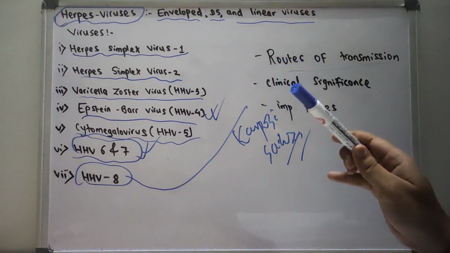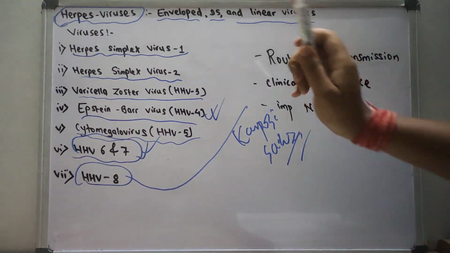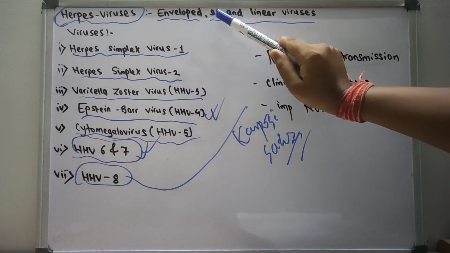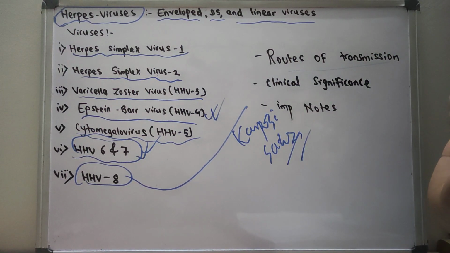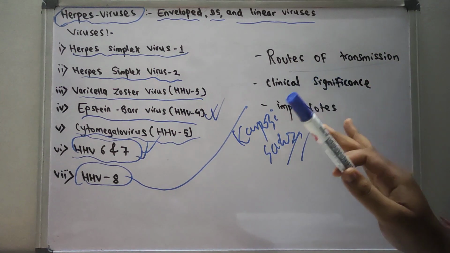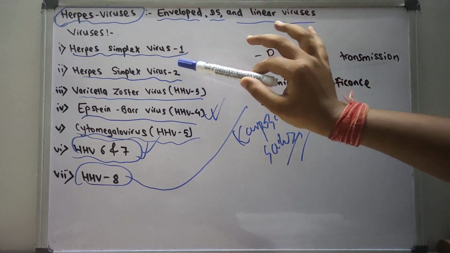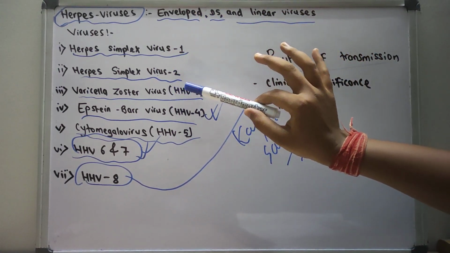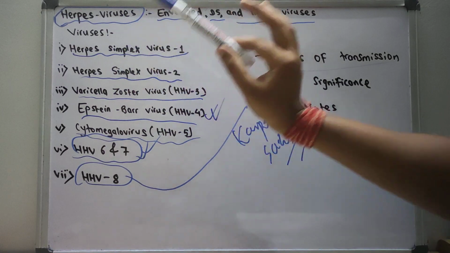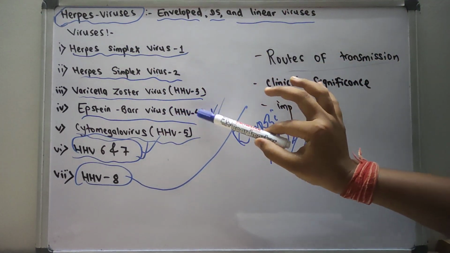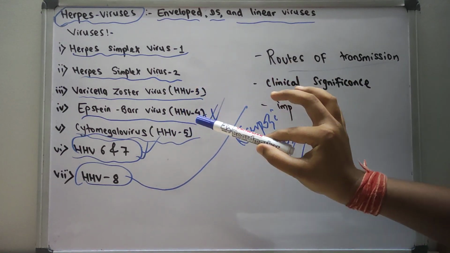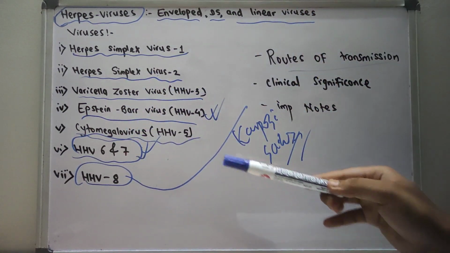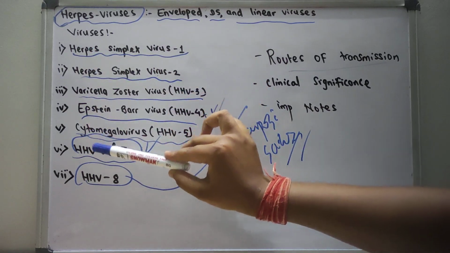So this is all for the various herpes viruses. Once again, you should know that the herpes viruses are enveloped, double-stranded and linear viruses. The herpes viruses constitute 8 viruses: herpes simplex virus 1, herpes simplex virus 2, human herpes virus 3, which is also known as the varicella zoster virus, human herpes virus 4, which is also known as the Epstein-Barr virus, human herpes virus 5, which is also known as the cytomegalovirus, and human herpes virus 6, 7 and 8.